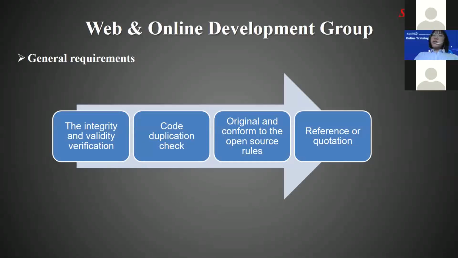So what are the general requirements for the development group? First, you have to ensure that your code is totally original, and confirm the integrity and the validity of your code. And your work must pass the code duplication check, otherwise it cannot enter the reviewing stage. And the third one is important. Other groups should also be original and conform to open source rules and indicate the reference or quotation.